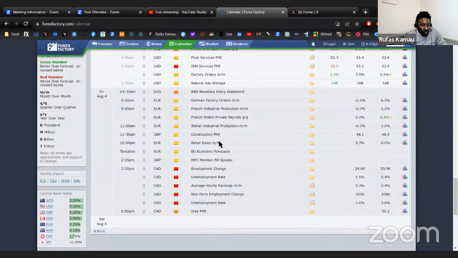So later on in the day, we'll be looking at data coming from the UK. This will be construction PMI. And then in the Eurozone, we'll be looking at the retail sales, which are expected to have grown at 0.3% in July. We'll also look at the economic forecast for the Eurozone, and then a speech from MPC member Peel at 2:15 p.m.